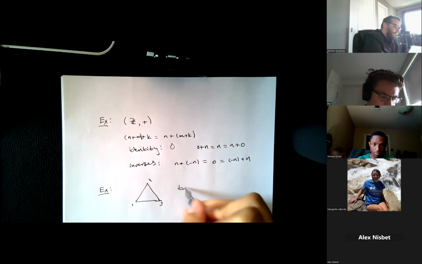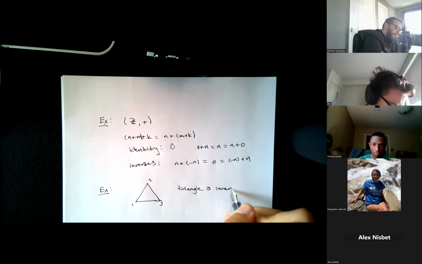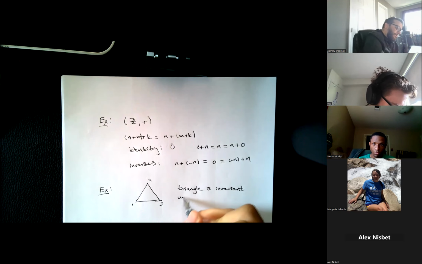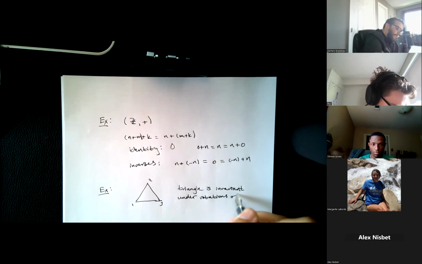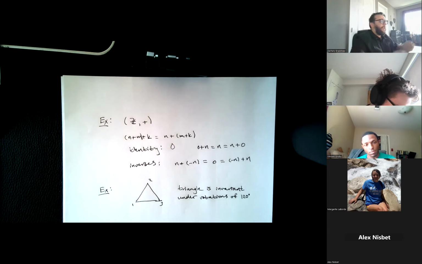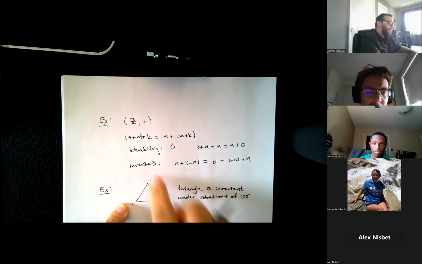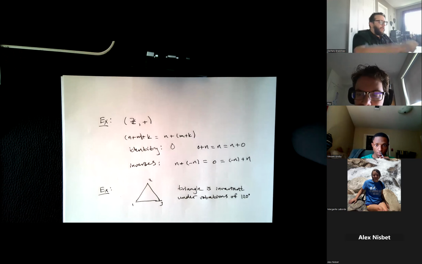So the triangle is invariant under rotations of 120 degrees. So what if I rotate it twice? Then that's 240 degrees and it still looks the same. If I do it a third time, that's 360 degrees and it still looks the same. And now my numbers are also in the same order, right? So rotating 360 degrees is the same as doing nothing.